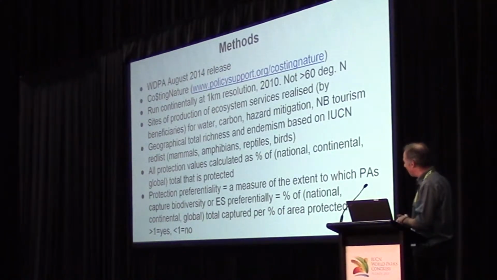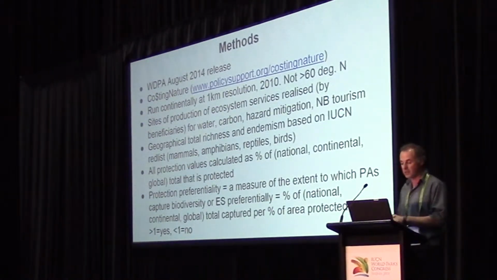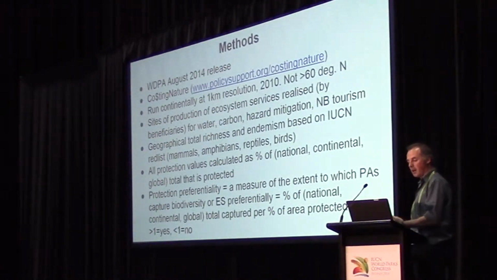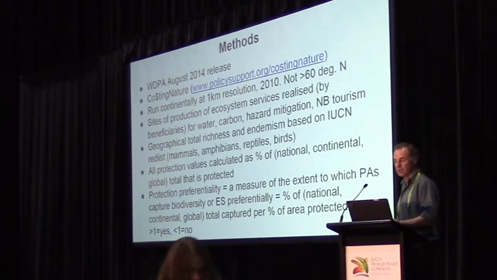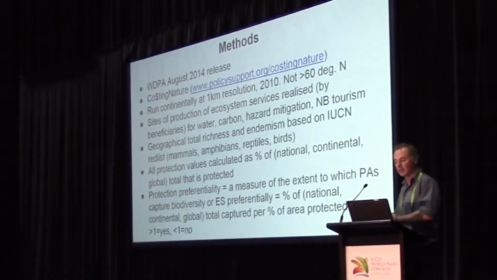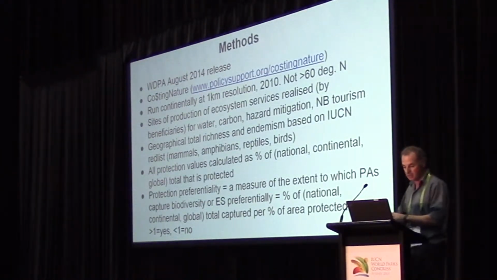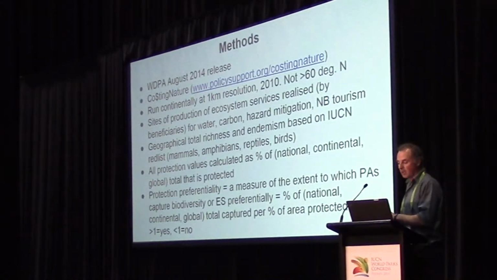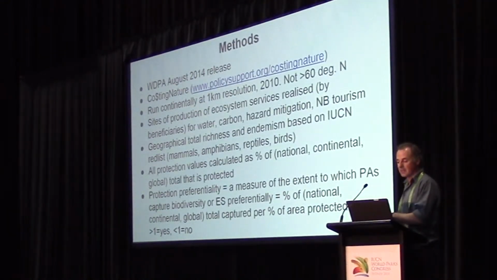And what we're mapping is sites of production of ecosystem services that we are currently using. They're called realised services for water, carbon, hazard mitigation and nature-based tourism, which are the easiest ones for us to map at this kind of global scale and much more reliably than some of the other ones that we could have chosen. But we also look at geographical total richness and endemism based on the same data sets we heard about earlier, and we are calculating protection for each country or for each continent as a percent of the national, continental or global values for those services and that biodiversity.